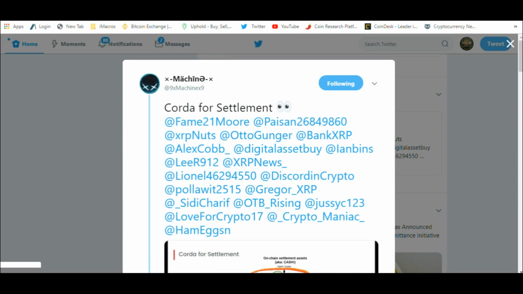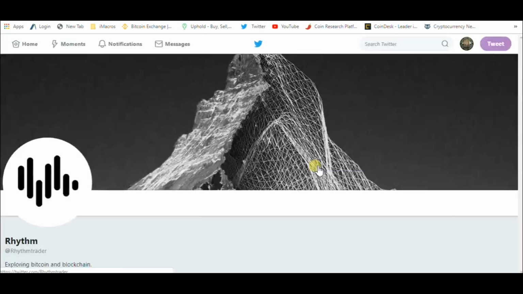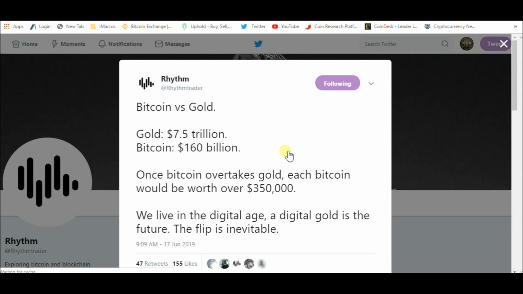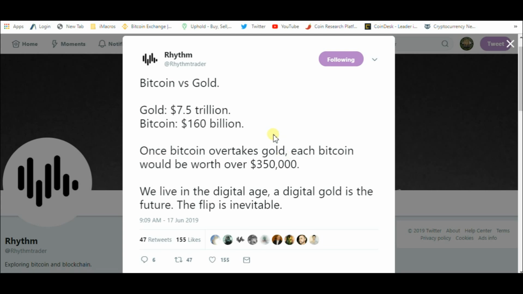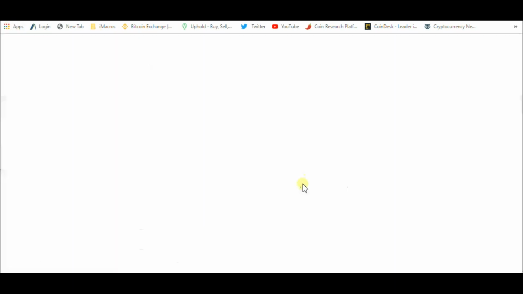All right, next, I love these tweets from Rhythm Trader, and here's another one that I liked, if I can get it to come up. Bitcoin versus gold. Gold is more like 7.5 to $8 trillion right now. Bitcoin has 160 billion. Once Bitcoin overtakes gold, each Bitcoin would be worth over $350,000. We live in the digital age. Digital gold is the future. The flip is inevitable. Whew, that's exciting to even think of.